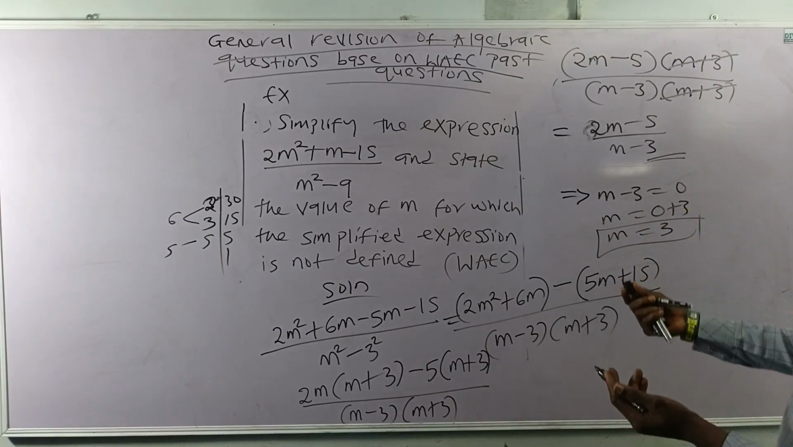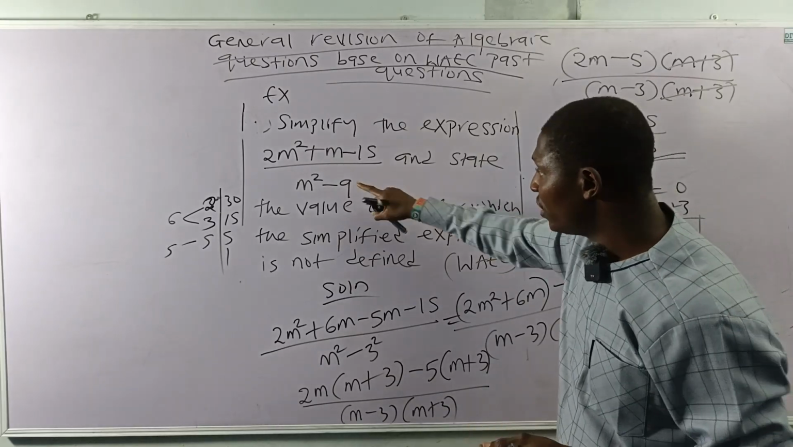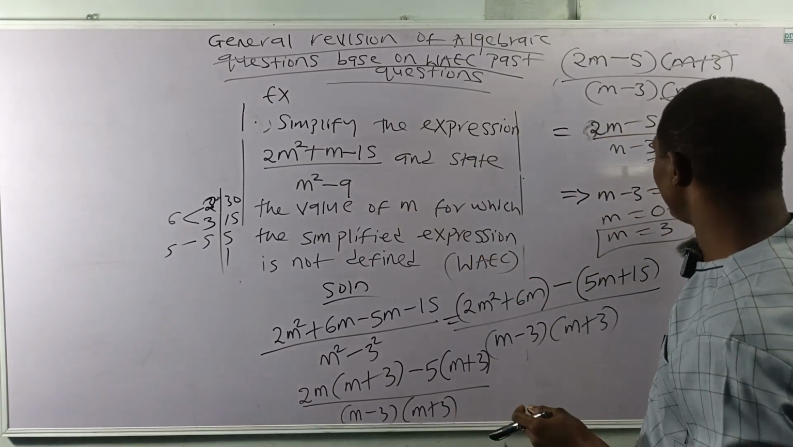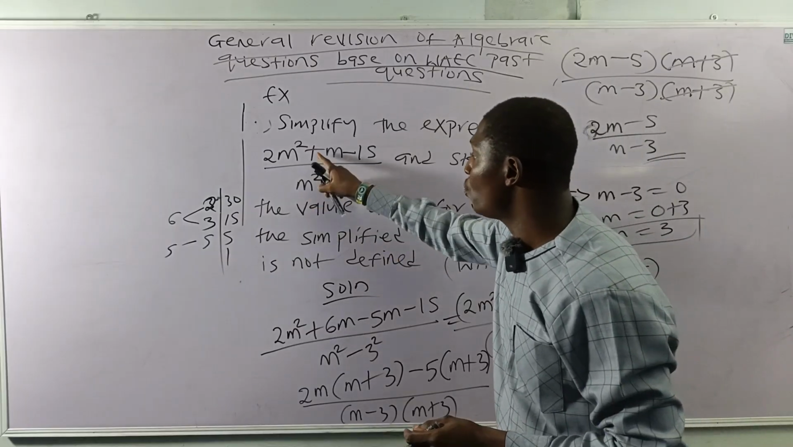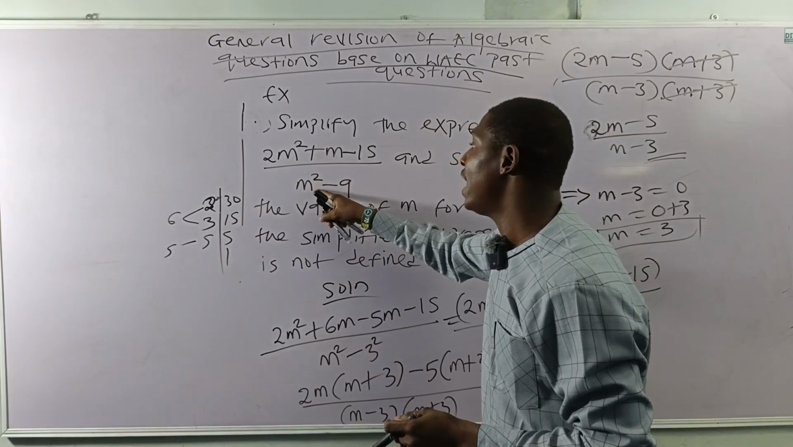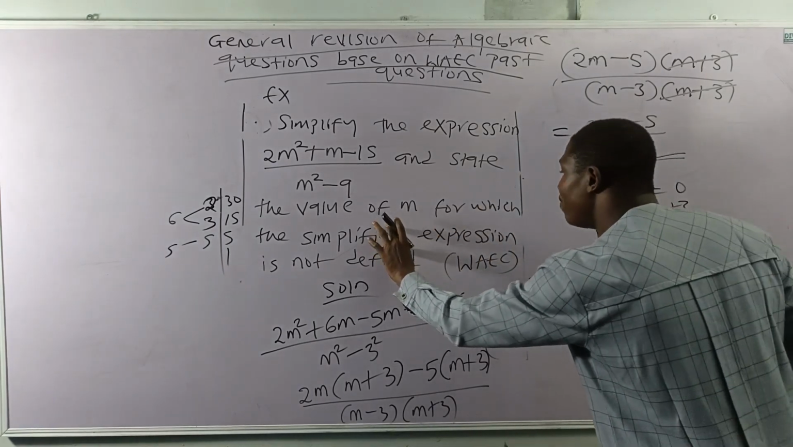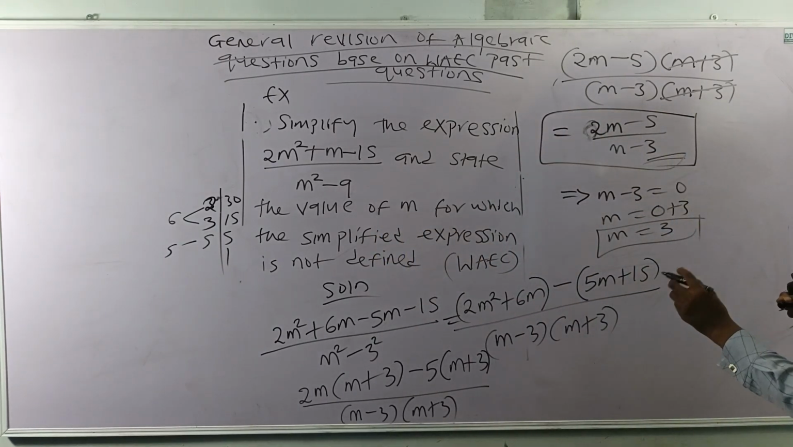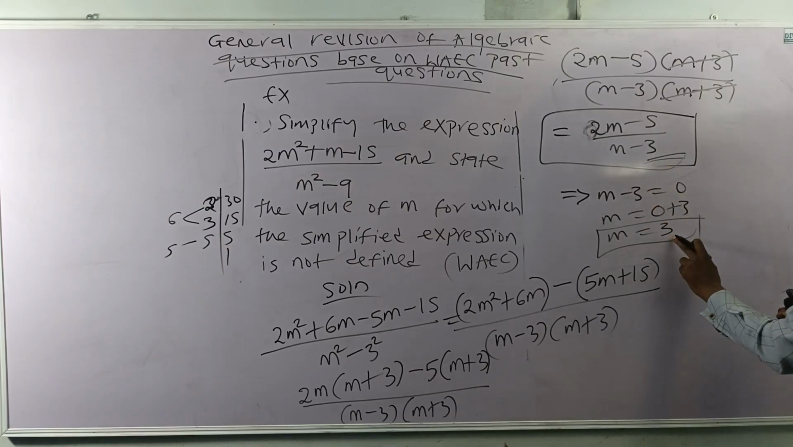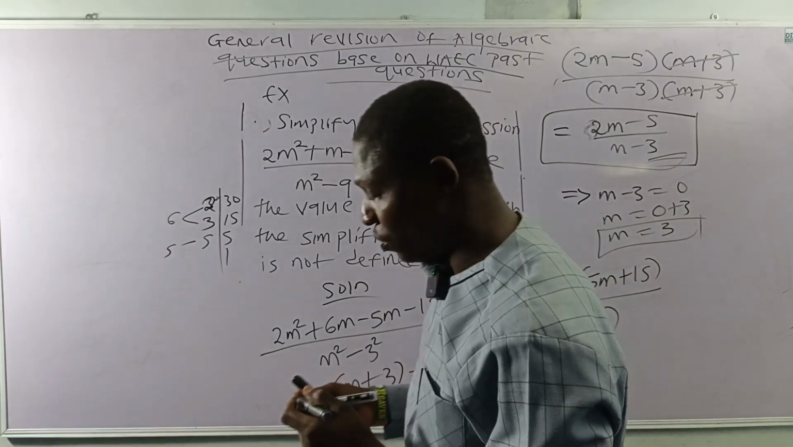If they simply asked from the beginning for what value of m is this undefined, it will be plus 3 and also minus 3. Because if I put minus 3 squared, it will still give me positive 9, and 9 minus 9 is 0. But the question said for which is the simplified expression, which is this. So I'll use m minus 3 to be equal to 0, and I have my m to be 3. And this is the solution to this WASSCE past question.